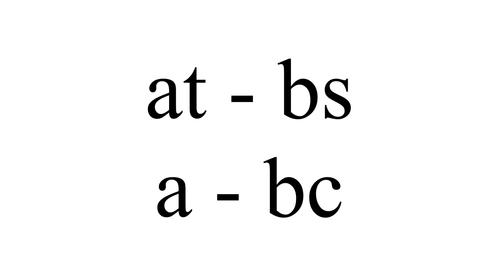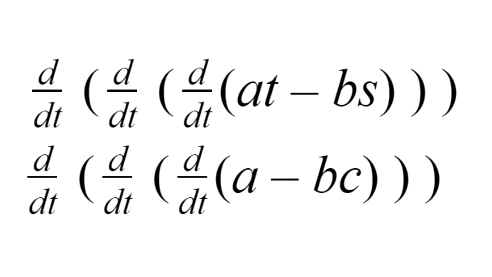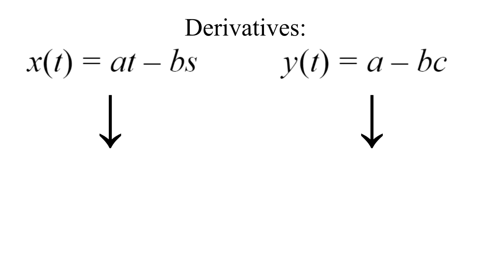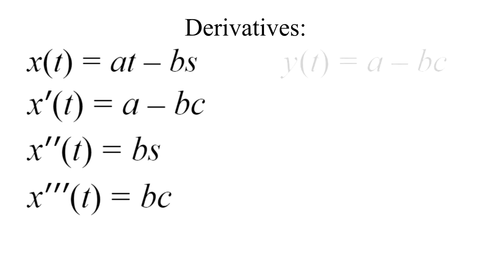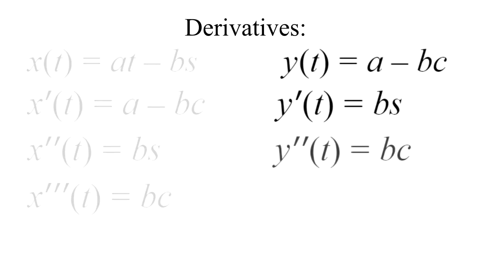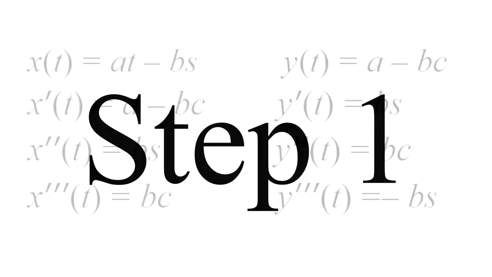With these shorthand components, we differentiate those components 3 times, where the derivatives are as follows: a minus bc, bs, and bc for the x component, and bs, bc, and negative bs for the y component. And that's basically it for step 1.